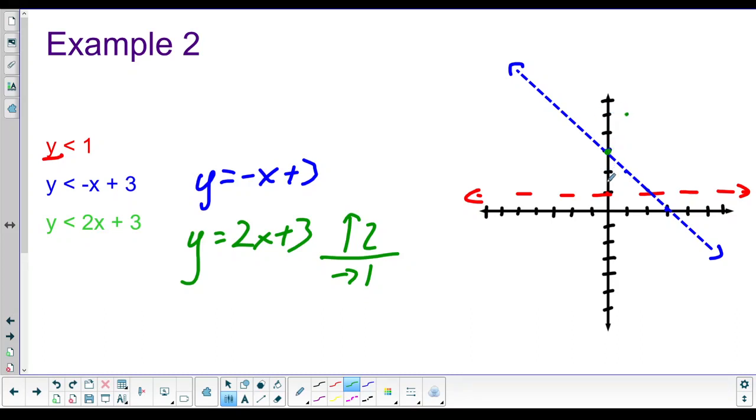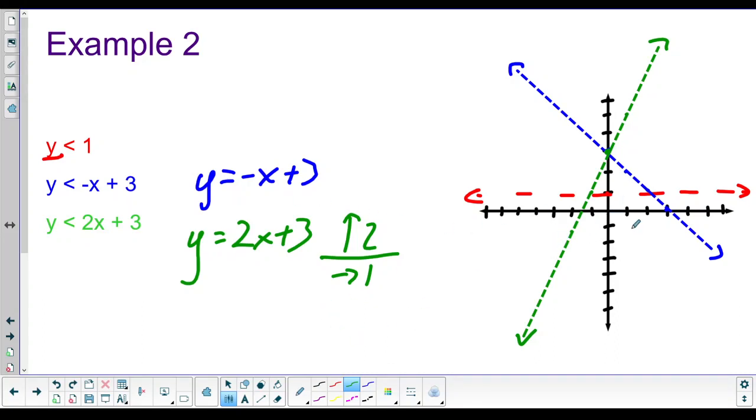Let's go the other way. 1, 2 over 1. 1, 2 over 1. That's probably good enough. Now we'll use our line tool. Make it green. Make it dashed because, again, no line under there. And it's going to go through those points. All right. So now we just have to figure out where the shading is going to be.